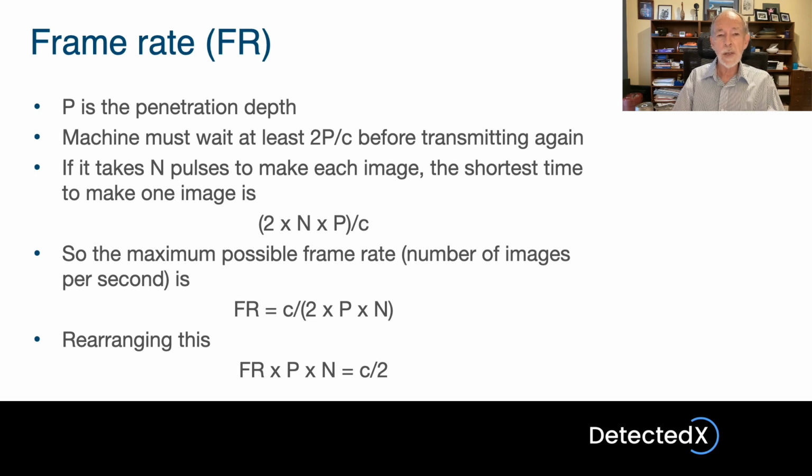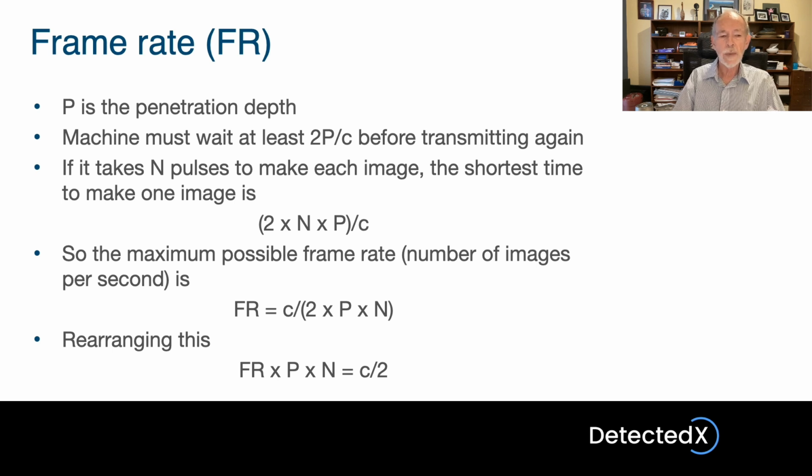So let's suppose that it takes a total of n pulses to make each image. Then the shortest possible time that the machine will take to make an image is 2 times n times the depth of penetration divided by C. That's the time it takes to make one image. So the number of images in 1 second is simply 1 second divided by this amount of time, which basically inverts this particular number. And so we see that the frame rate is propagation speed divided by 2 times P times N.